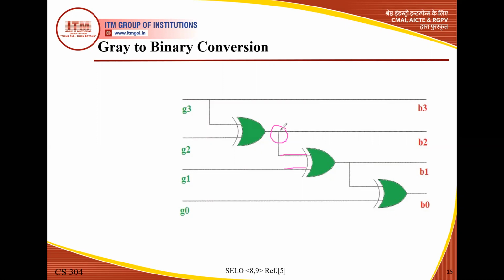Again, concentrate here. The output of XOR gate 1 is G2 XOR G3, because the inputs are G2 and G3, and G2 XOR G3 is B2. The same value is given as input here, and from here G1, so the final output is G1 XOR G2 XOR G3. This is B1. Now this B1 is used as an input of the last XOR gate, along with G0. So B0 equals G0 XOR G1 XOR G2 XOR G3. So we have the formula.